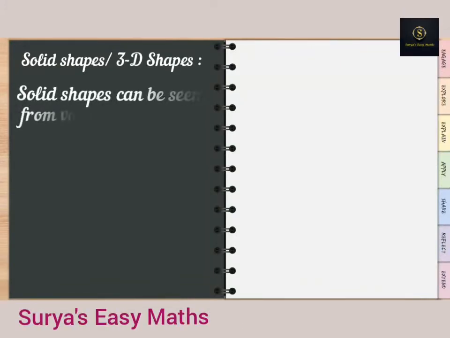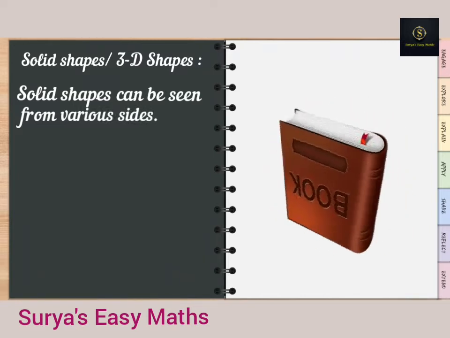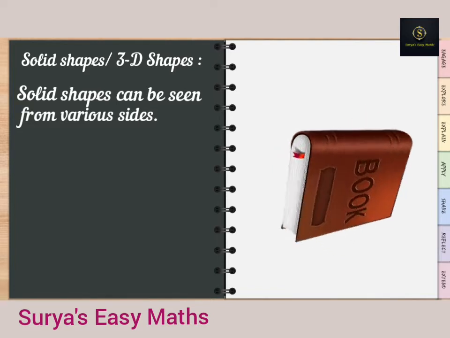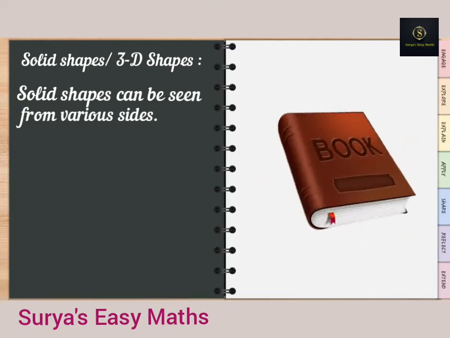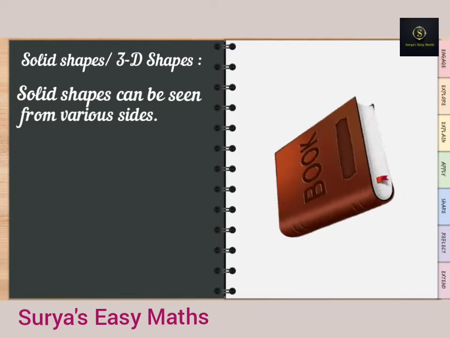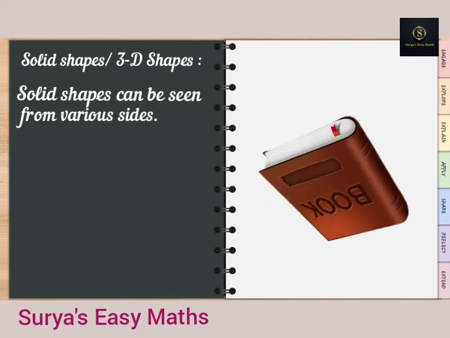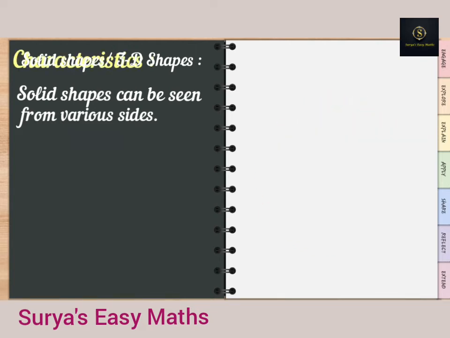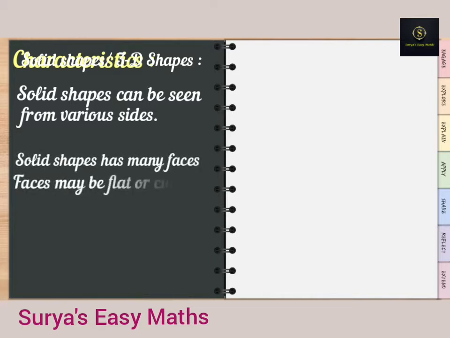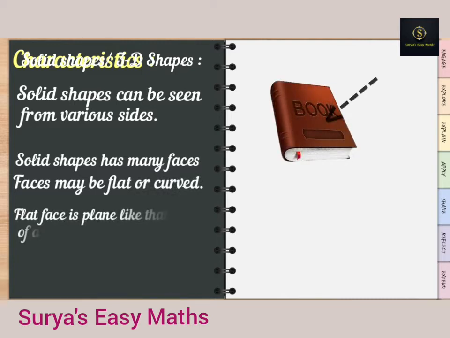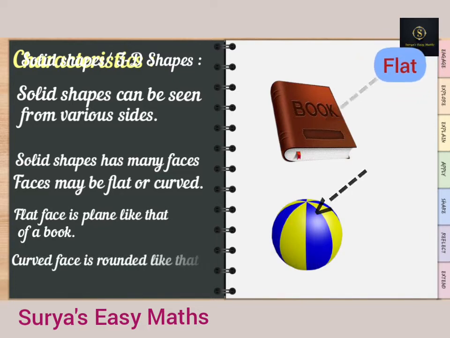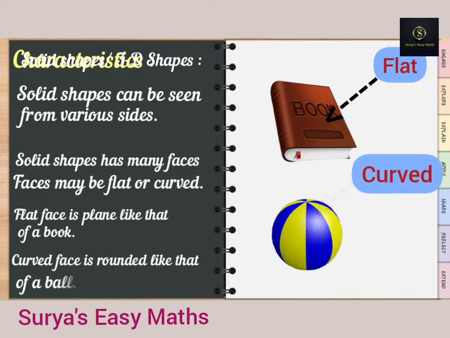Solid shapes can be seen from various sides. For example, children, you take a book in your hand. You can see it from all sides, yes? It means a book is a solid shape, and you can see it from various sides. Solid shapes have many faces. Faces may be flat or curved. Children, a flat face is plain like that of a book. A curved face is rounded like that of a ball.